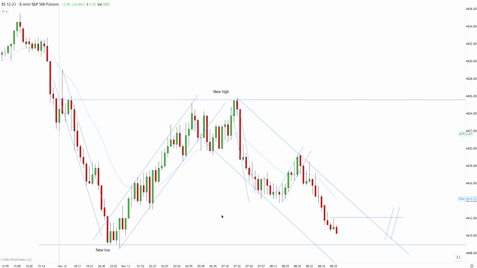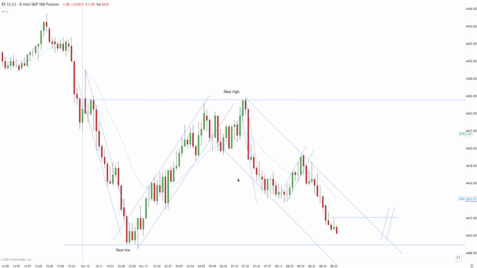We're going to discuss how to identify high probability setups using price action rules. The very first thing as a price action trader that I always do before the session starts is I try to mark the most important key levels that may eventually come into play.